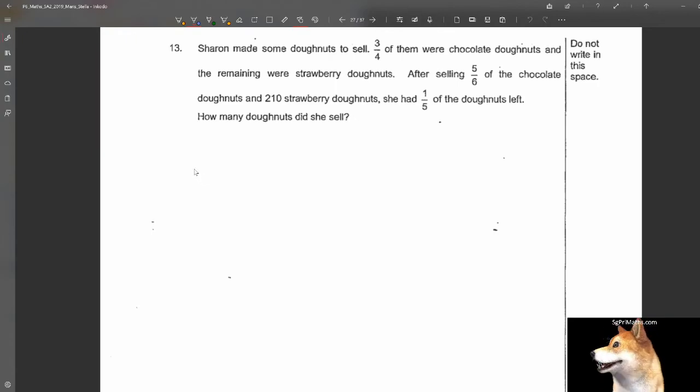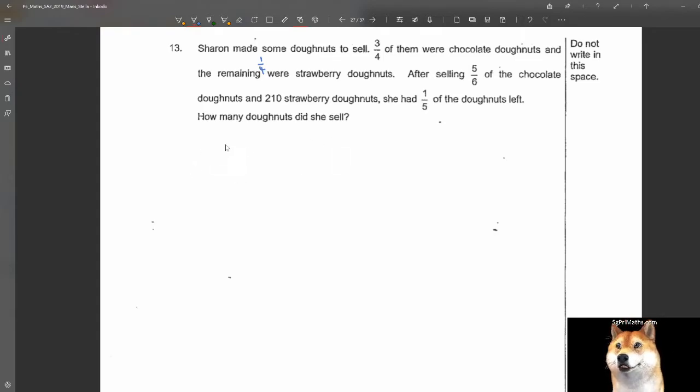Okay, question 13. Sharon makes some donuts to sell. 3/4 of them were chocolate donuts and the remaining were strawberry donuts, which means strawberry donuts is 1/4. After selling 5/6 of the chocolate donuts, 5/6 of this 3/4, and 210 strawberry donuts, she had 1/5 of the donuts left. How many donuts did she sell?